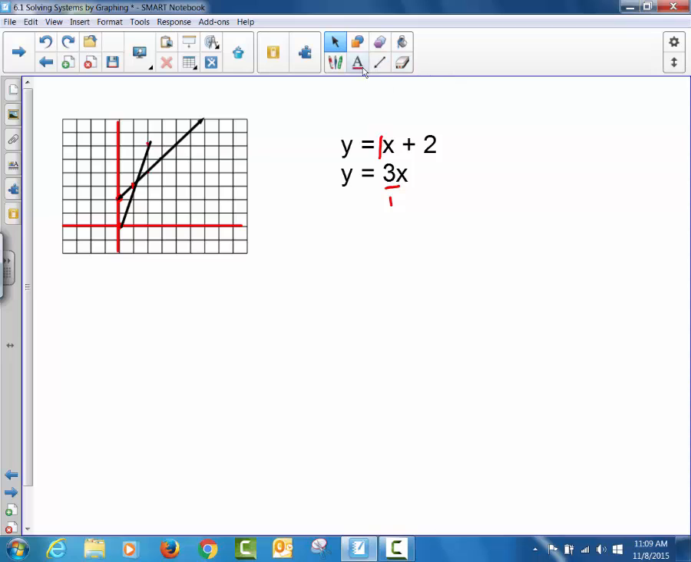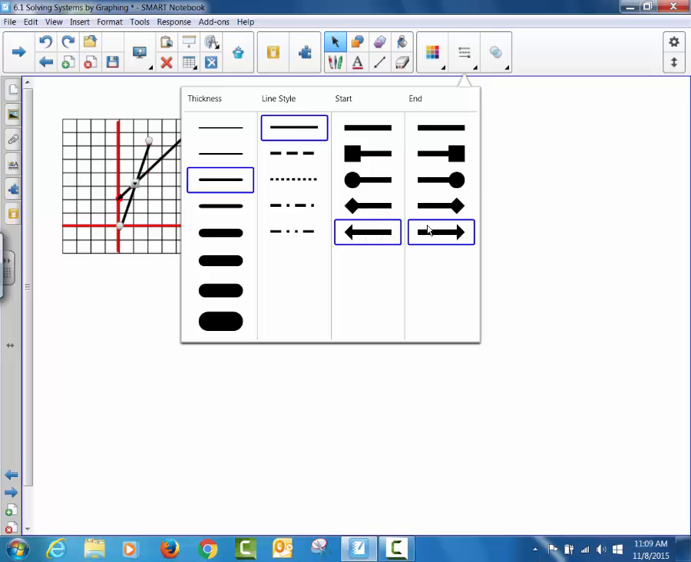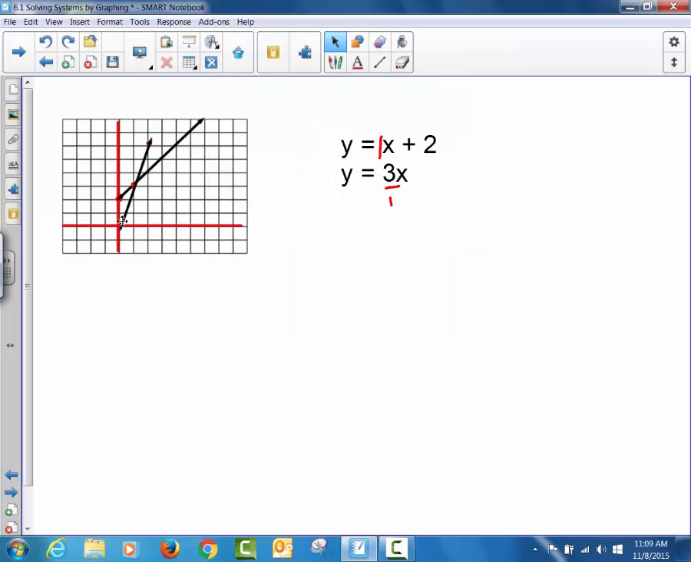And you can see where it intersects there. Let me get the arrows on the end of it. You can see where it intersects. So our solution is going to be 1, 2, 3, 1. So our solution is 3, 1. Did you get that? I sure hope that you did.